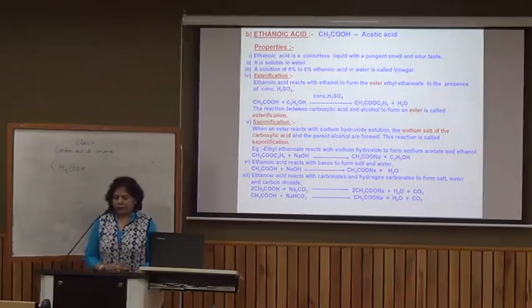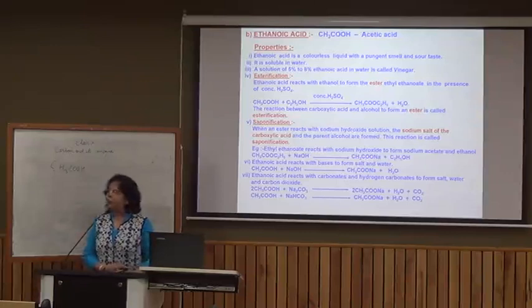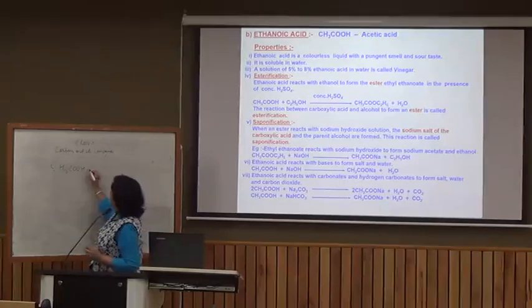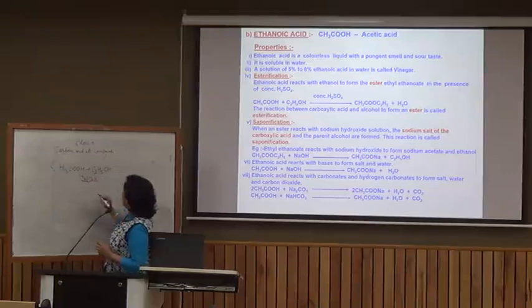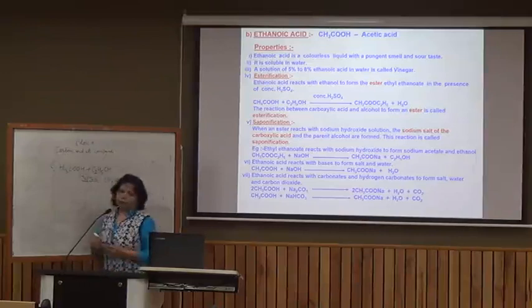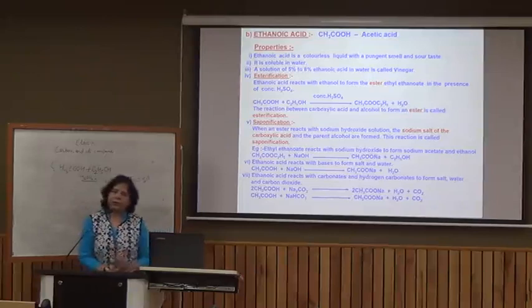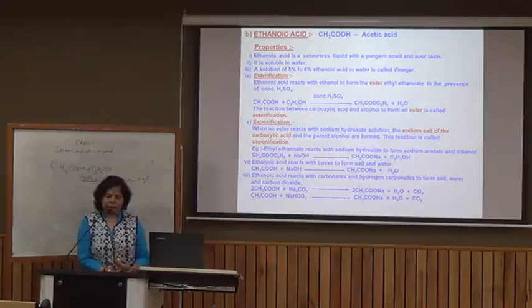Now let us study its chemical properties. Important reactions: one is esterification. When ethanoic acid reacts with ethanol, or a carboxylic acid reacts with an alcohol in the presence of concentrated sulfuric acid, it results in the formation of a sweet smelling substance, which we call an ester. This process is called esterification. Then the reverse of this is hydrolysis, which may be done using an acid or a base.